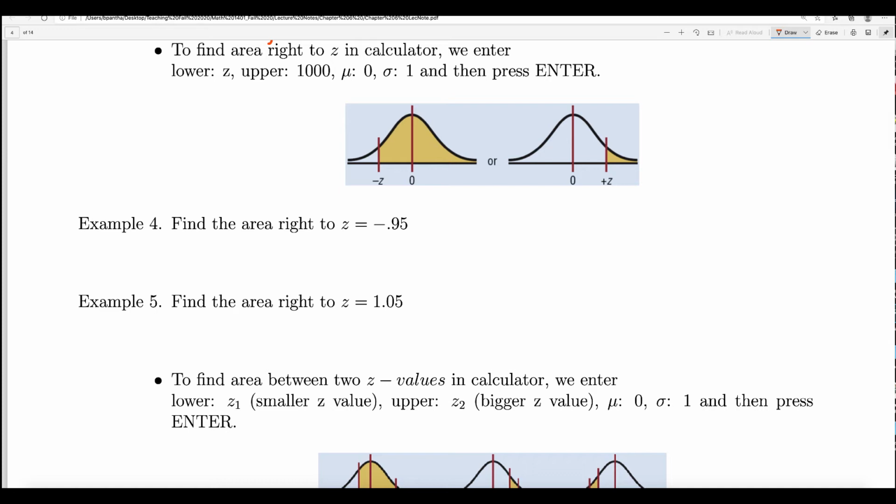So next we want to find out the area right of a g value under a standard normal curve. So what does that mean? Meaning, what is the area right of this?